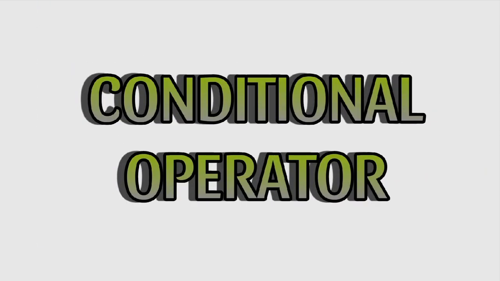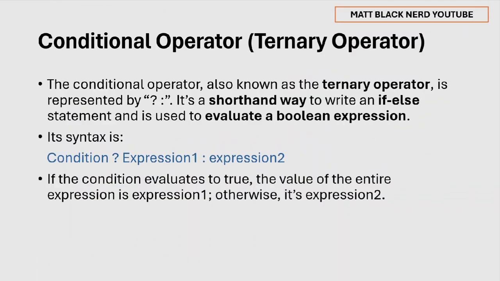What is a conditional operator? The conditional operator, also known as the ternary operator, is represented by question mark colon. It is a shorthand way to write an if-else statement, and it is used to evaluate a Boolean expression. Its syntax is condition question mark expression 1 colon expression 2. If the condition evaluates to true, the value of the entire expression is expression 1. Otherwise, it's expression 2.